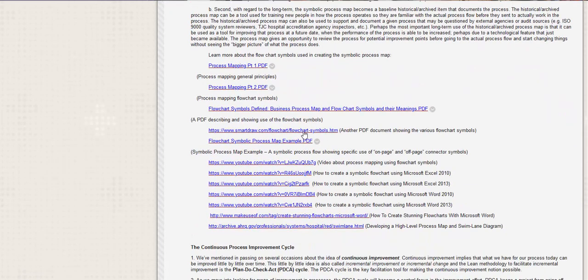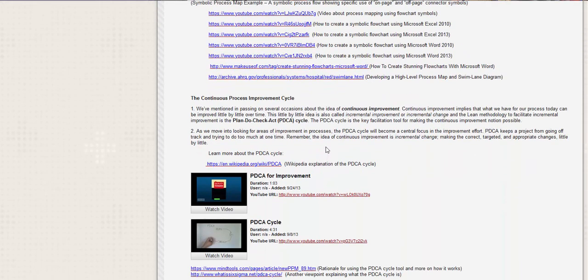So there's a lot of reading. Here it is, look. How to create a flow chart in Excel 2010, 2013, Word 2010, 2013. So there's some valuable information here depending on what you have on your computer. And here's the plan, do, check, act cycle.